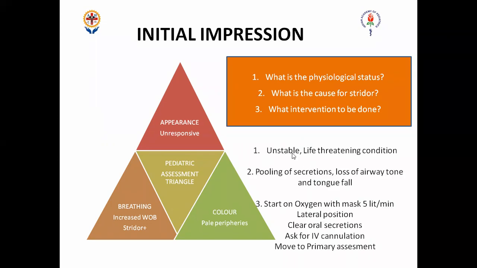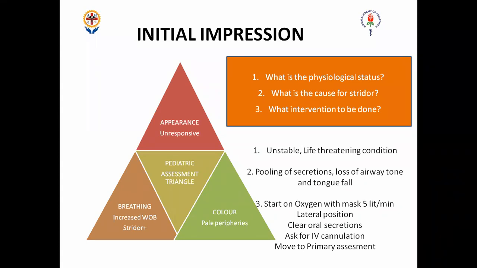So the accepted answer is unstable life-threatening condition. The cause for stridor could be the pooling of secretions, tongue fall, along with the loss of airway tone, mainly because of the CNS involvement. Apart from that, there is direct trauma to the larynx. That is very rare, but it is possible. Facial trauma with laryngeal trauma can also cause a localized hematoma, which compresses the upper airway. So these are the causes for the stridor, but the common things are pooling of secretions, tongue fall, and loss of airway tone.